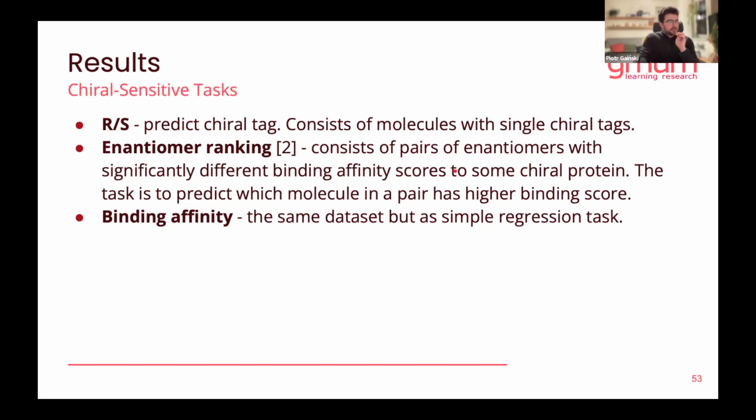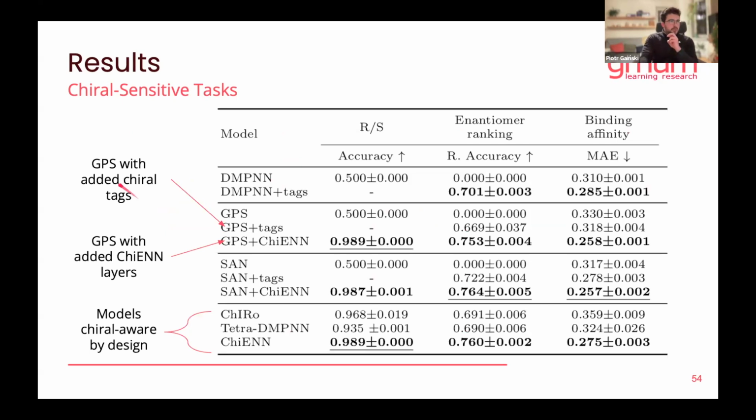Okay, and the third one is basically the same task as the previous one, when we want to predict binding affinity, but we are treating the same data set as a regression task. So we are not interested in ranking, but in overall performance. And here we have a set of results.